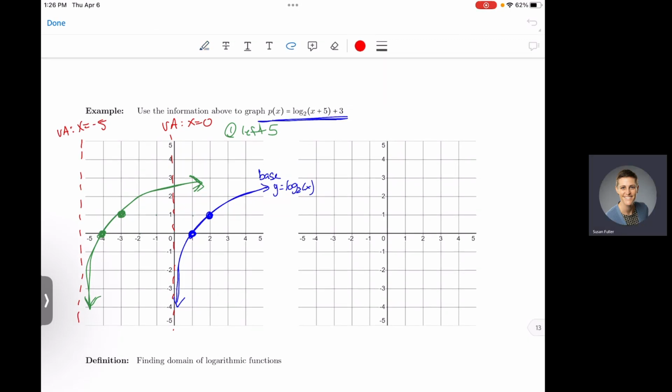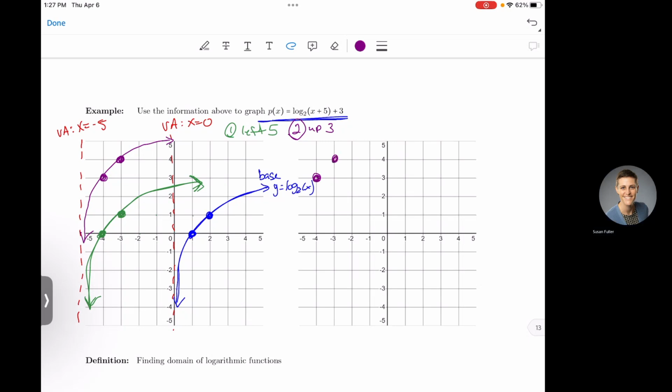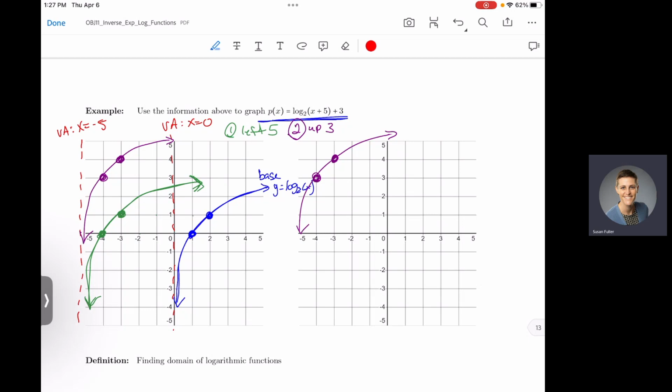And then the last thing that I have to do is shift this thing up 3 units. So I'm going to take each of my points and go up 3 units. 1, 2, 3. 1, 2, 3. And here I have my final graph. And so since that's the last thing that I had to do, I'll put my points in. I've got 4, 3, 3, 4. It looks like this. And my vertical asymptote here is x equals -5. That's my final graph for y equals log base 2 of x plus 5 plus 3.